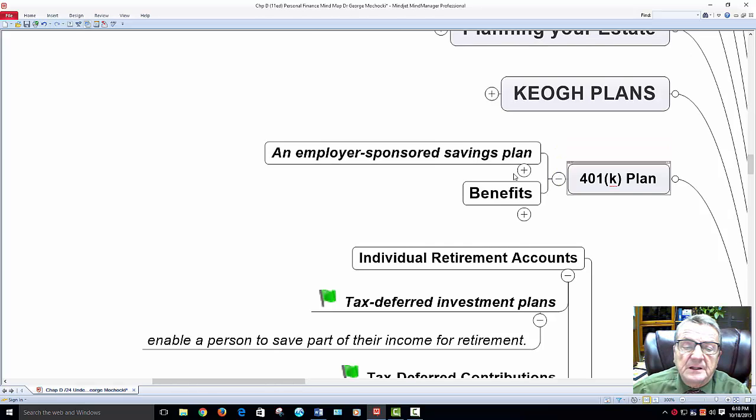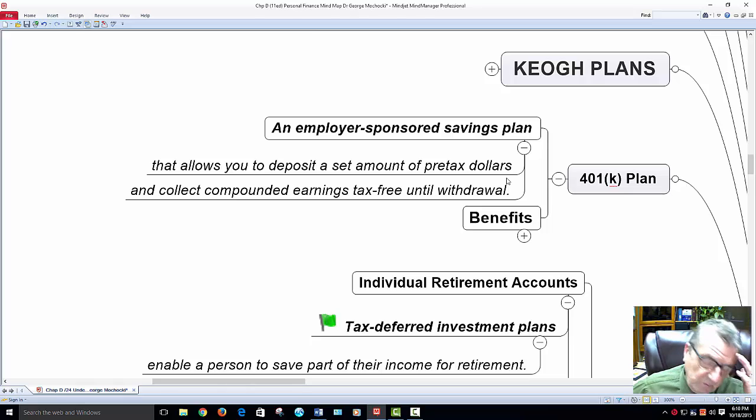Okay, a 401k is an employer-sponsored savings plan. And remember, a lot of times employers will offer something because they want to motivate you to stay with them, and it could be a reward. It could be part of the benefit package. Why wouldn't you leave one employer? Because remember, it costs you.